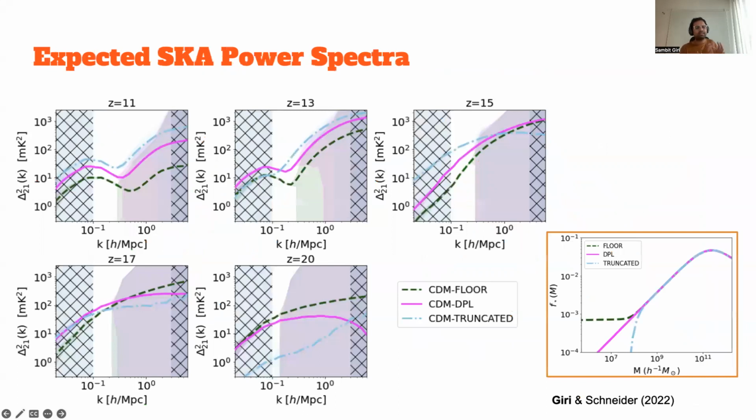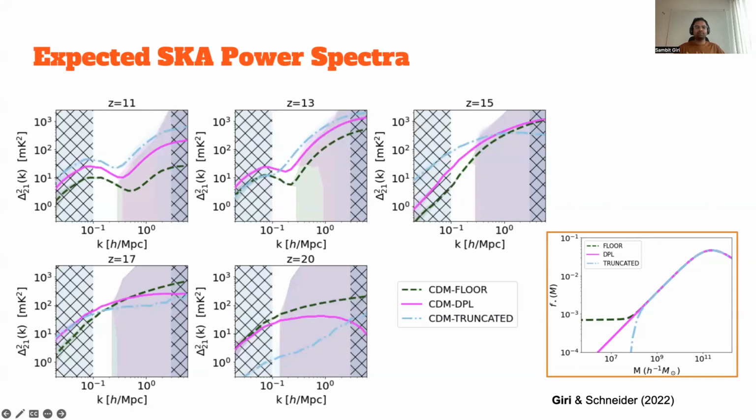To understand the constraining power of future observations, we performed a forecast study assuming the true universe to be made up of cold dark matter. Here I show the expected power spectra observation with the upcoming SKA telescope. The shaded region gives the error estimated assuming a 1,000-hour observation with SKA.